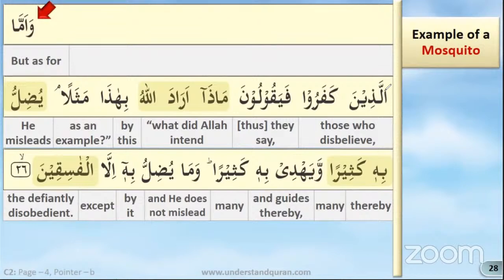But as for الذين كفروا, those who disbelieve, فيقولون, thus they say, ماذا أراد الله, what did Allah intend, بهذا مثلا, by this as an example, يضل به كثيرا, he misleads thereby many, ويهدي به كثيرا, and guides thereby many, وما يضل به إلا الفاسقين, and he does not mislead thereby except the defiantly disobedient.